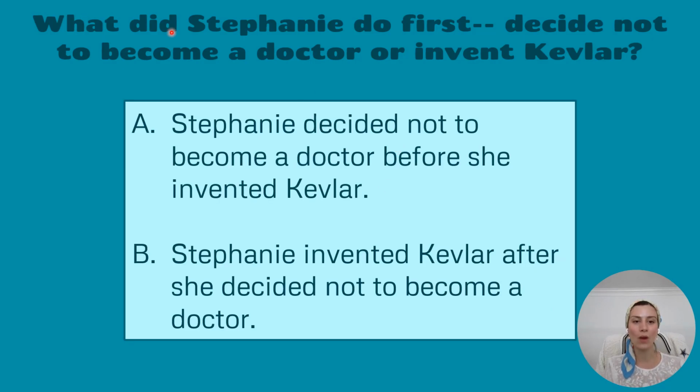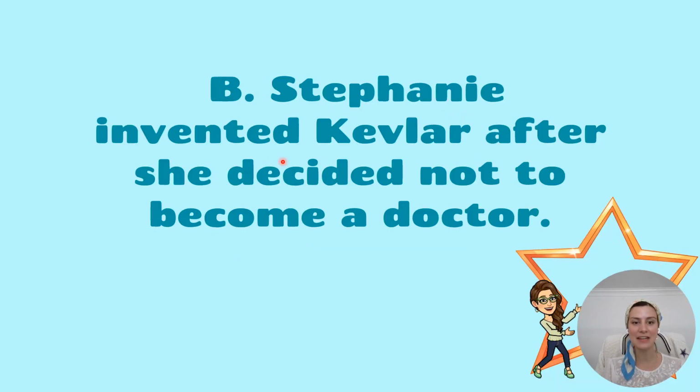Next question. What did Stephanie do first? Decide not to become a doctor or invent Kevlar? So both of these things happened, but which one happened first? What did Stephanie do first? Decide not to become a doctor or invent Kevlar? A, Stephanie decided not to become a doctor before she invented Kevlar. Or B, Stephanie invented Kevlar after she decided not to become a doctor. B, Stephanie invented Kevlar after she decided not to become a doctor.